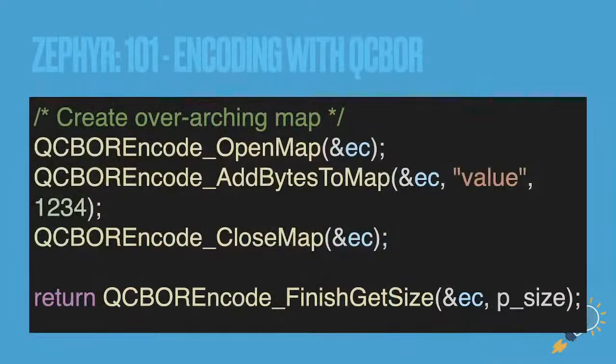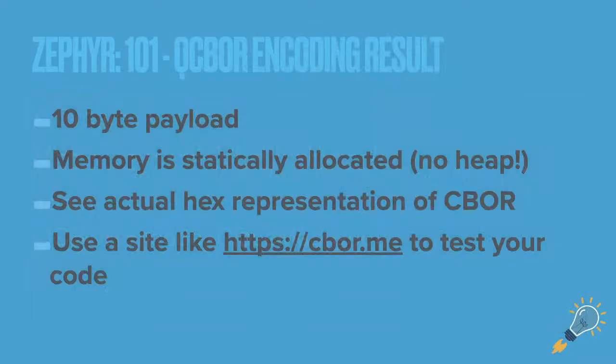Let me see back here. So in the end, this gets you a 10-byte payload. And again, the memory is allocated. It's statically allocated, so no heap, no need to deal with that funny business. And you can actually see the hex representation if you just print it out.